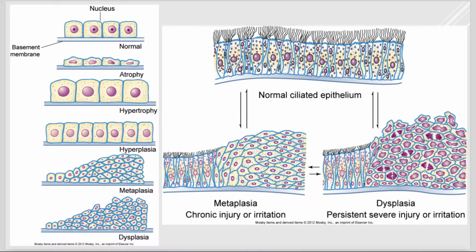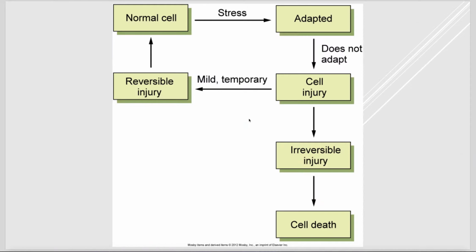And these are all of our adaptations all on one slide. Okay, so make sure you know the characteristics of each of those types of adaptation. And this is actually a really good concept map. It's really simple, but it kind of sums everything up. So a normal cell under stress will adapt. If it does not adapt or does not adapt well enough, you have cell injury. If that cell injury is mild or is temporary, meaning the stressor is removed at some point, it's reversible and you can go back to a normal cell. If that cell injury is not mild or it's not temporary, you'll have irreversible injury and the cell will die.